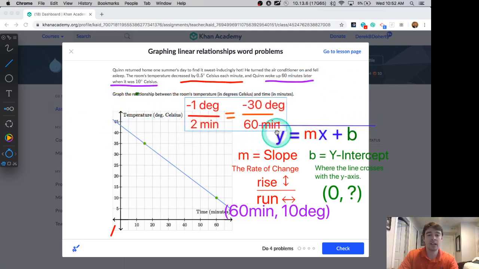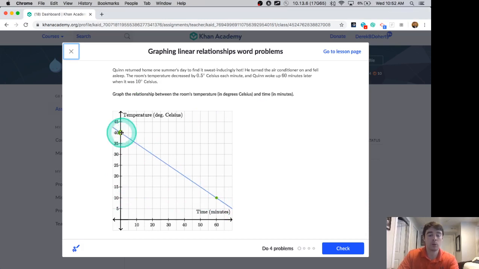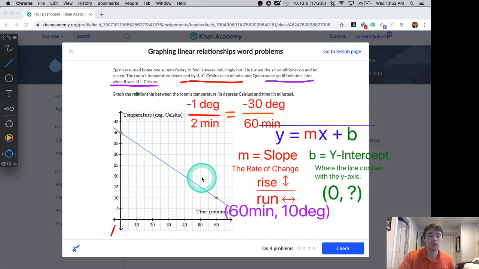And if I figured that out as my slope, as my speed, that tells me, hey, 60 minutes in, we lost 30 degrees, it's at 10 degrees. If I go back in time, it should have been 30 degrees warmer 60 minutes ago. And 30 degrees warmer would have been the 40 degree mark. So what I did there, I'm going to draw that out quickly. I went back in time.